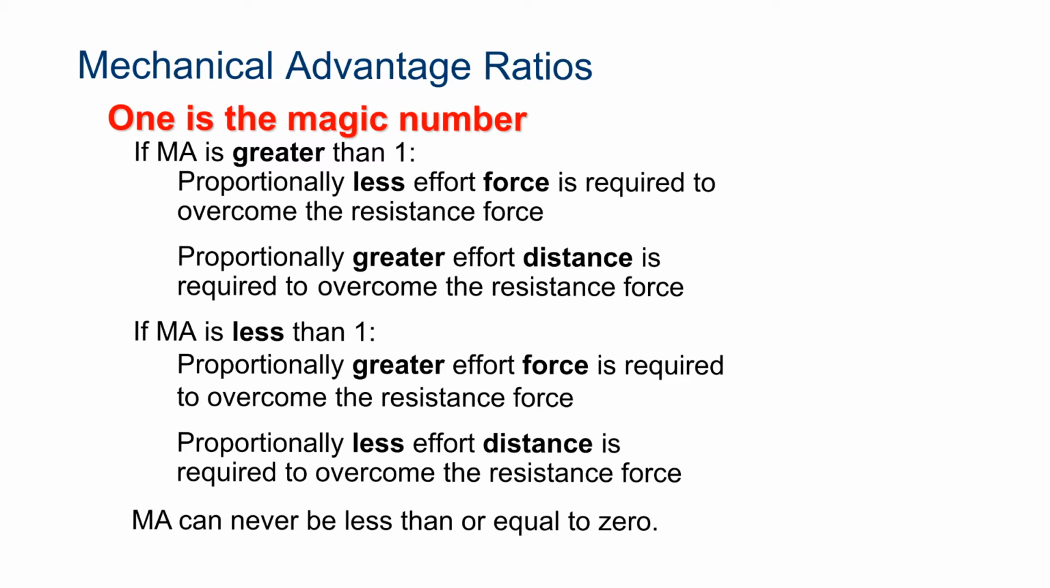And mechanical advantages are all compared to 1. So if the mechanical advantage is greater than 1, you're using less force but a greater distance. If it's less than 1, you're using a greater force and a smaller distance. Kind of make sense to everybody? And it can't be less than or equal to 0.